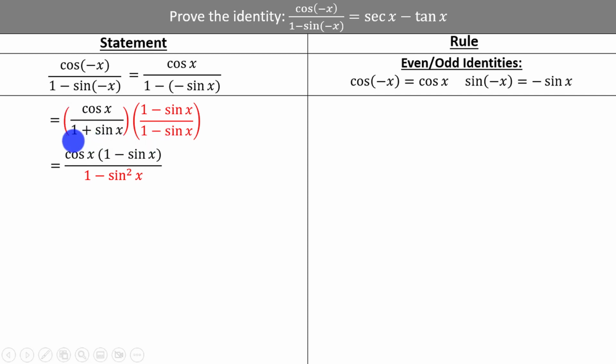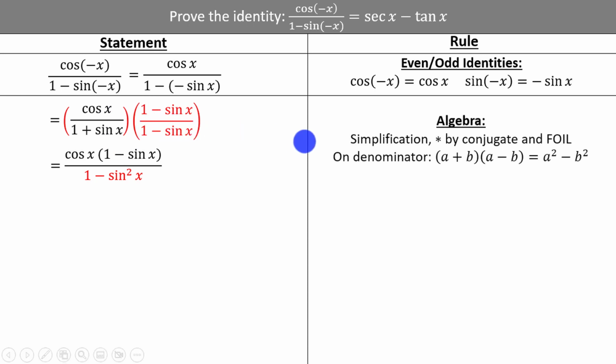We will simply have 1 times 1 for the first terms, which is 1, and then sine of x times negative sine of x, which is negative sine squared of x. The middle two terms would be 1 times negative sine of x, and sine of x times 1, which would cancel each other out. We justify this step by simplification. First we multiplied by the conjugate, and then we FOILed out the denominator.